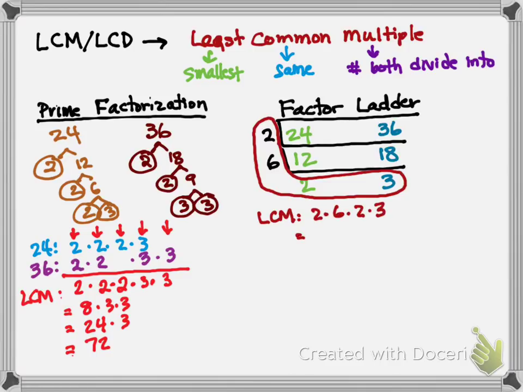So 2 times 6 is 12. 12 times 2 is 24, and 24 times 3 is 72. So those are 2 ways to find least common multiple.